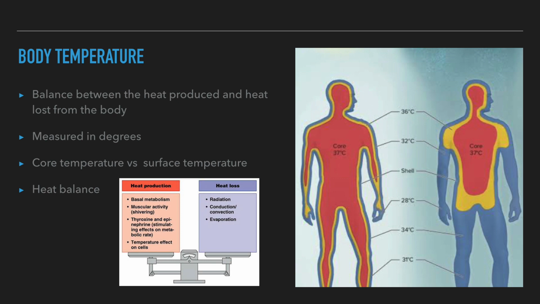Conduction is the transfer of heat from one object to another. The body loses a considerable amount of heat to the air through conduction. It can also lose heat to water during swimming or tepid baths. Convection is the loss of heat through air currents such as from a breeze or a fan. Evaporation causes heat loss as water is transformed to a gas. Examples of evaporation include diaphoresis or sweating during strenuous exercise or when one is febrile.